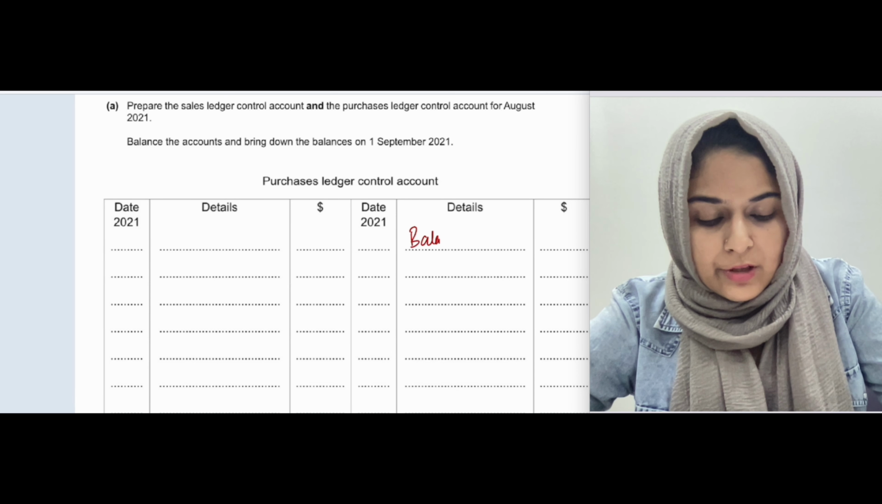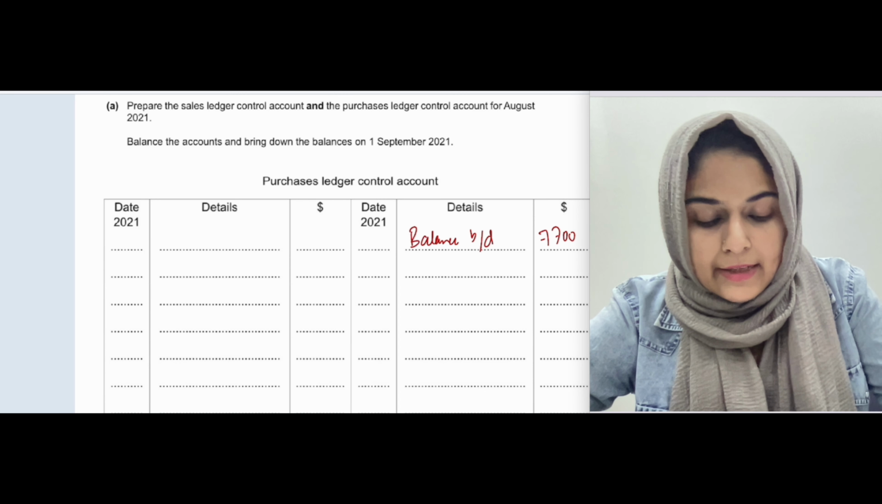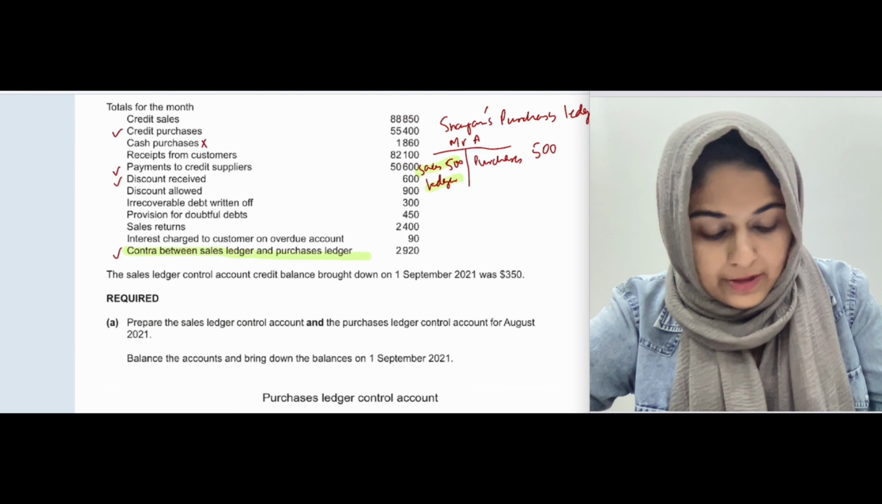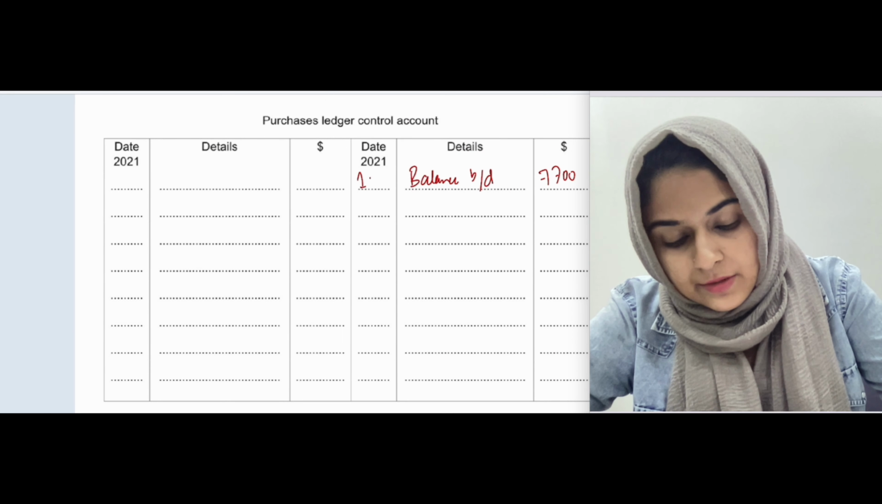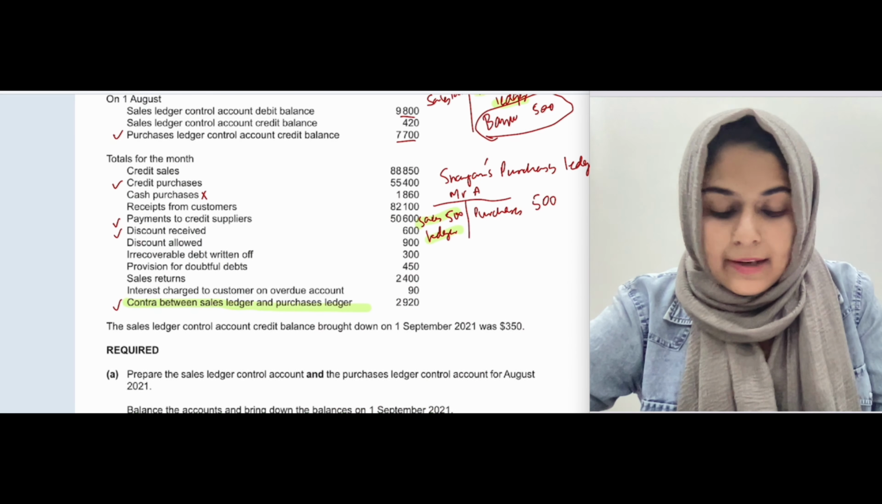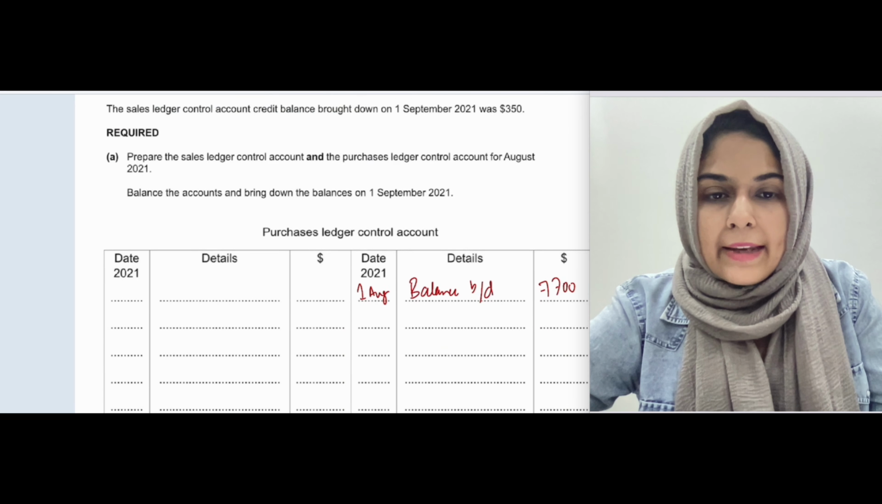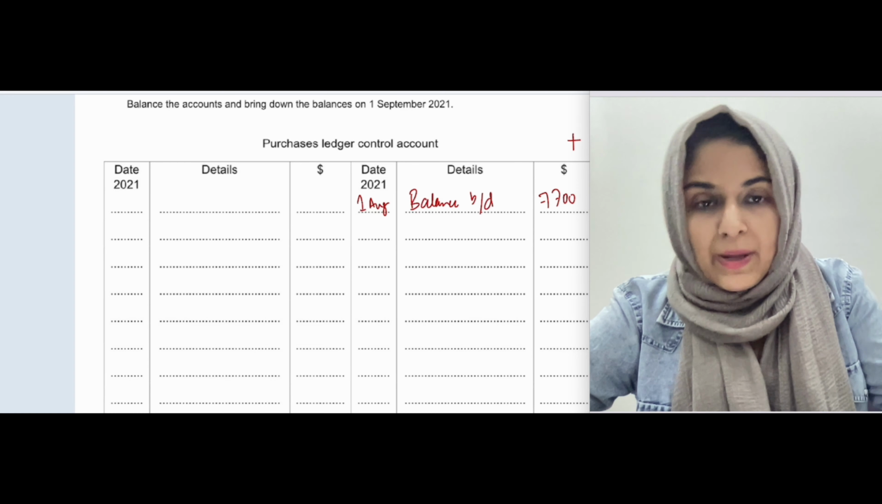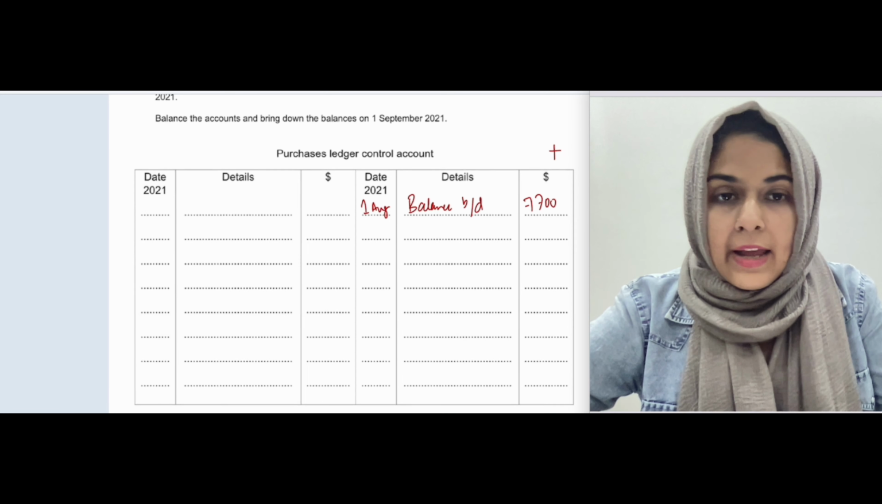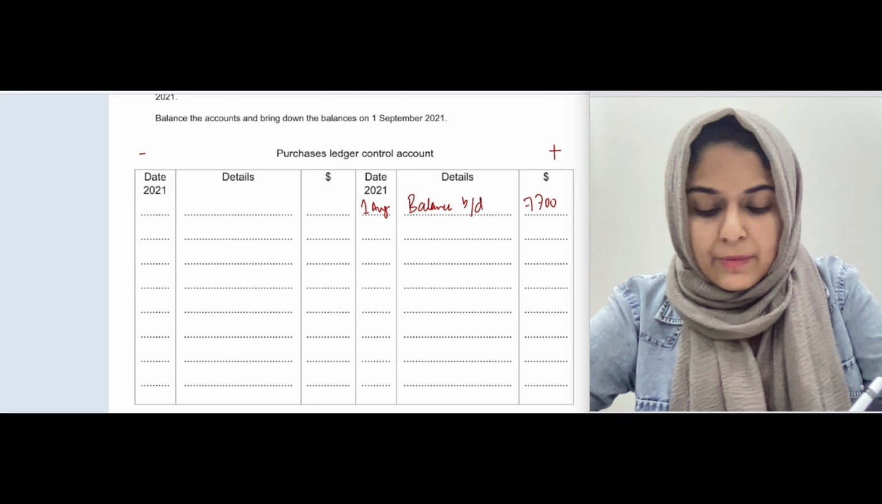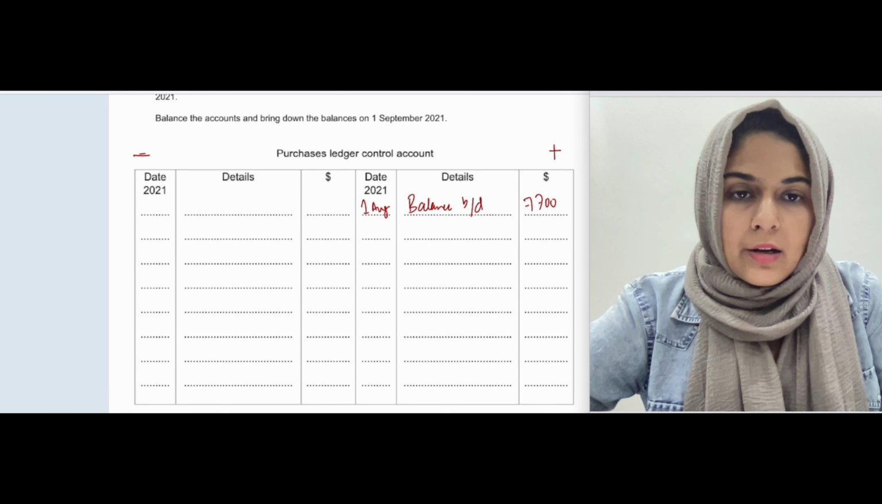So right balance brought down here and I will write 7700 and the date will be 1st August, so I'll write 1st August. And then purchases, so basically anything that increases my trade payables will come on the credit side, anything that decreases my trade payables will come on the debit side.